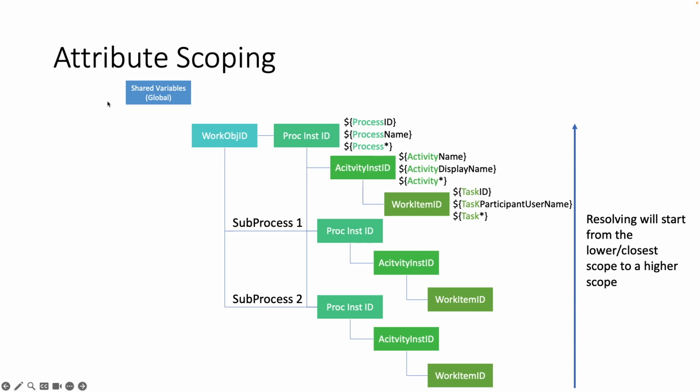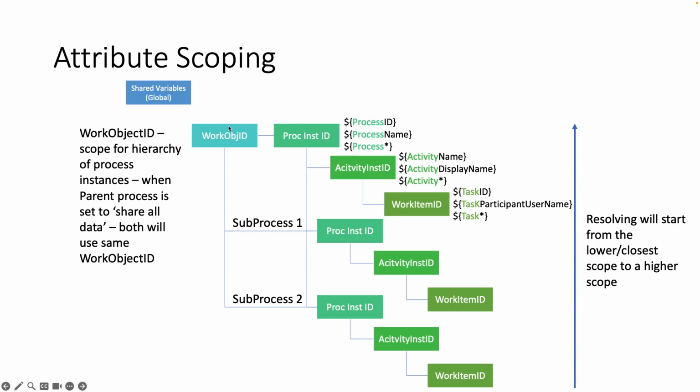We can also see the work object ID, which is used to identify a chain or hierarchy of processes. So by default, all processes in that chain will use the same work object ID and will share their variables. So in this sample, the parent process and the two sub-processes, sub-process 1 and sub-process 2, they all share the same work object ID, and by that they all share the same attributes. Also, very important to note that by default, any variable you create, such as a form field or process field, will be stored in the work object ID scope.